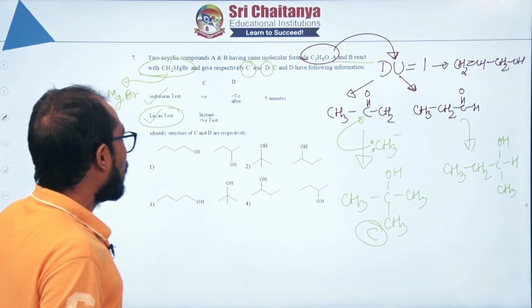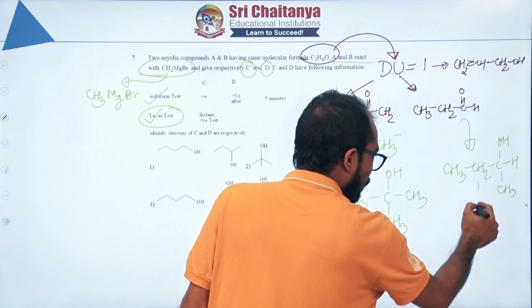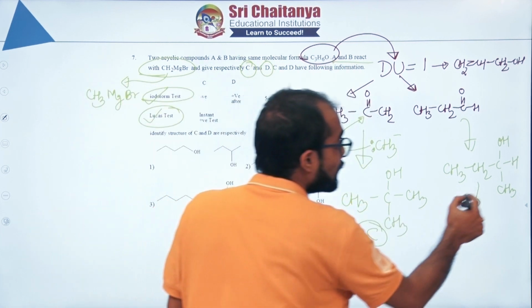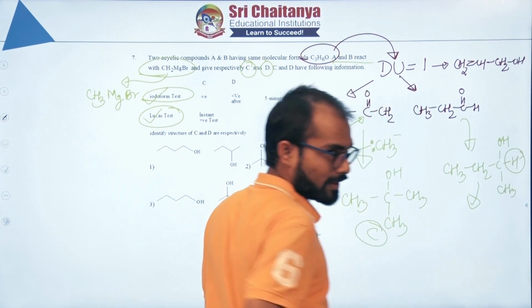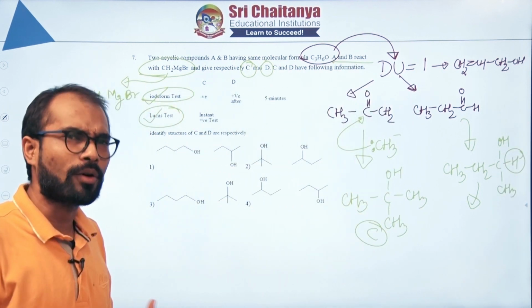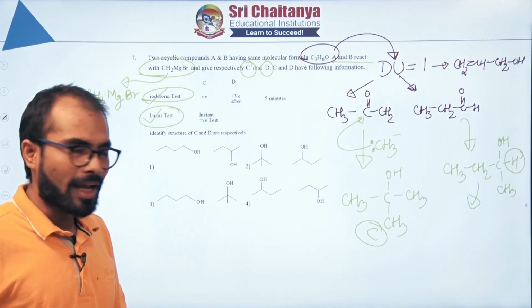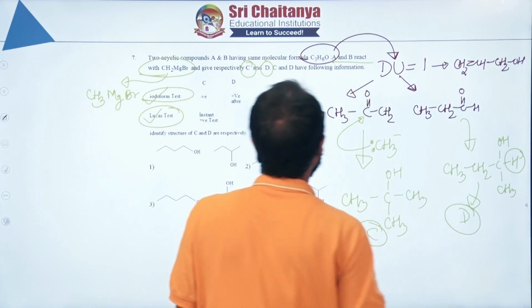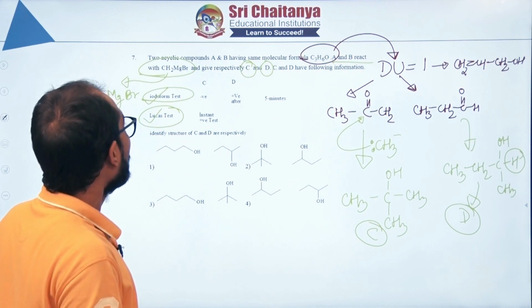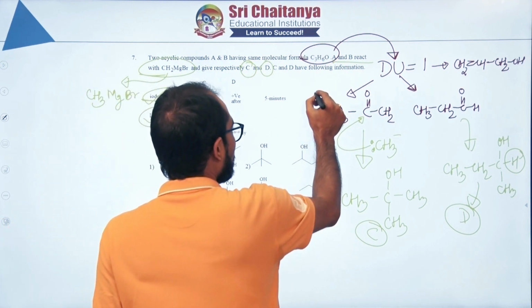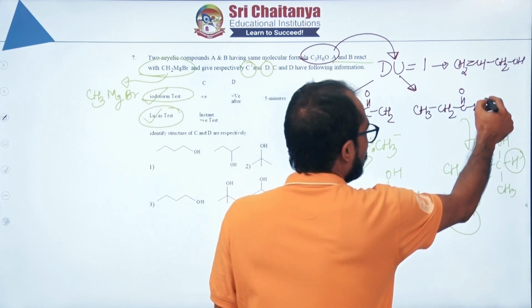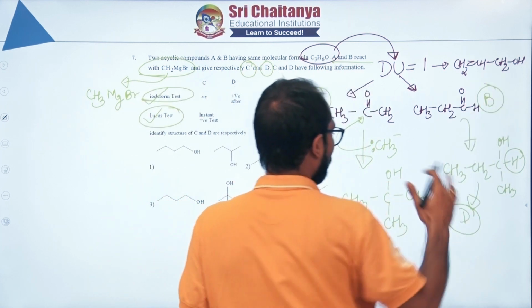Now, what about this one? This one is going to react with iodoform, because there is still a hydrogen left. And it can be oxidized. So, this particular compound is my D. Now, A is giving C, so this is my A, and B is giving D, so this is my B. So, everything is there in front of you, clear.